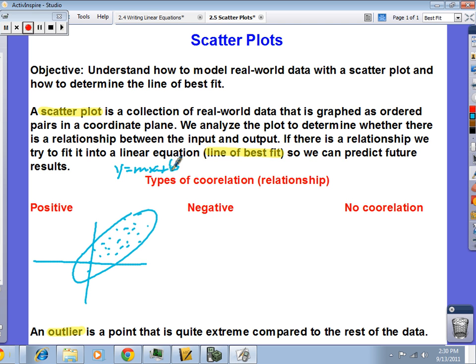So we want to analyze all of our data. We've got it all graphed. We want it to fit a linear pattern with your line of best fit. So your data right here, if you draw a line that cuts your data right in half, it's going to look something like that. That's called your line of best fit. It's kind of like the average. Some of your data is going to be above it, some of it below. But it's kind of like an average line.